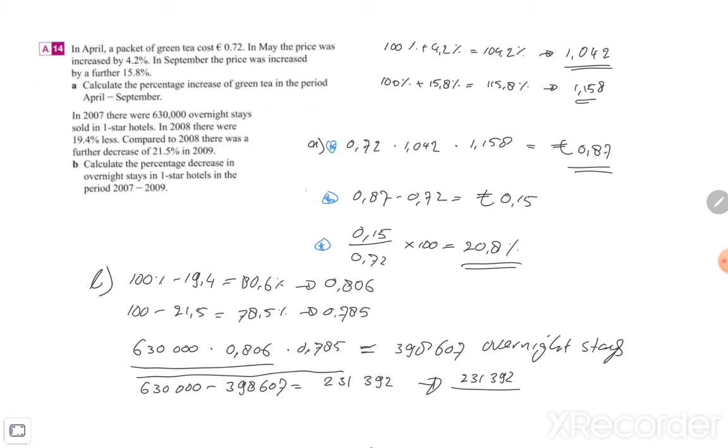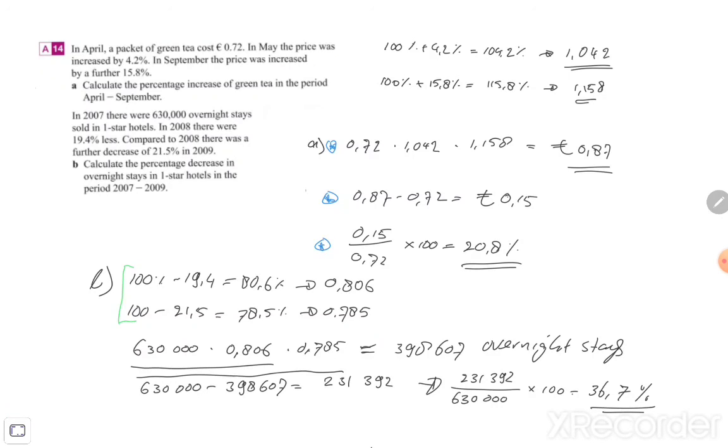Now, to know the percentage decrease, we need to do 231,392 over 630,000, because you always compare with the old situation, and the old situation was 630,000. Multiply with 100 is equal to 36.7%.